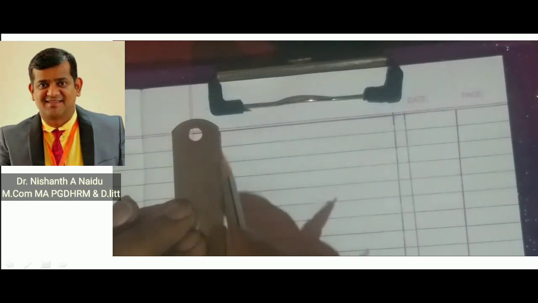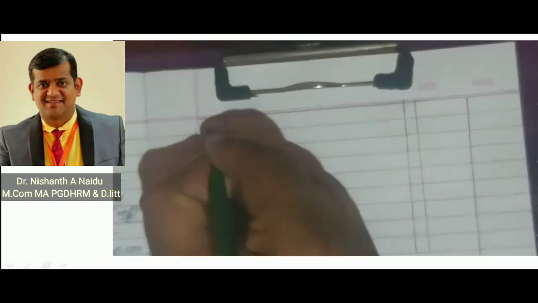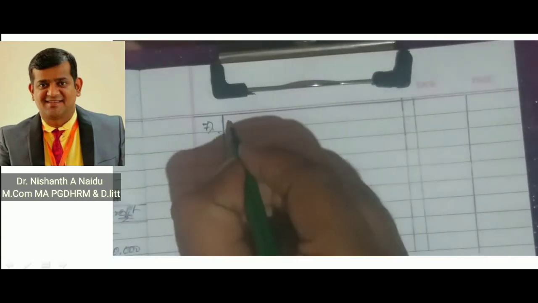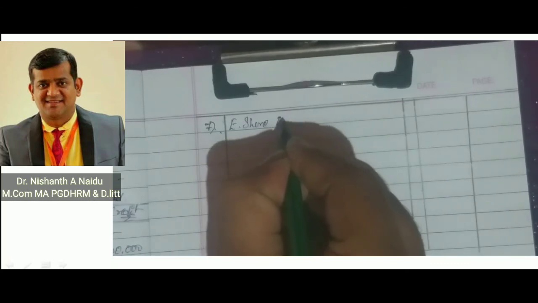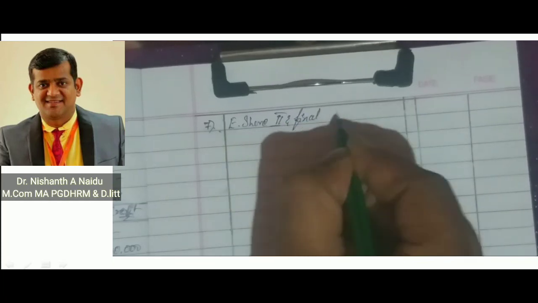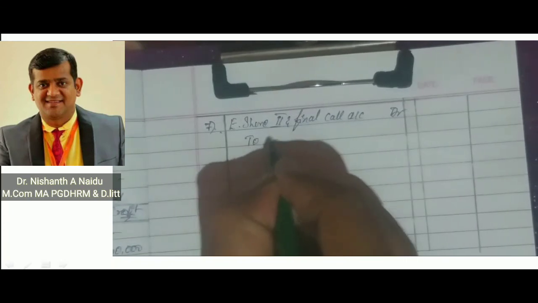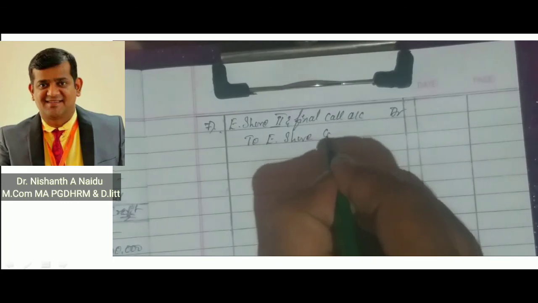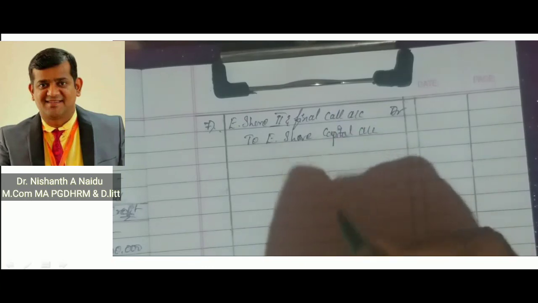Yes, so I'm passing the seventh entry. Seventh entry is always a due entry of what? Second call. So equity share second and final call account debtor to equity share capital account.